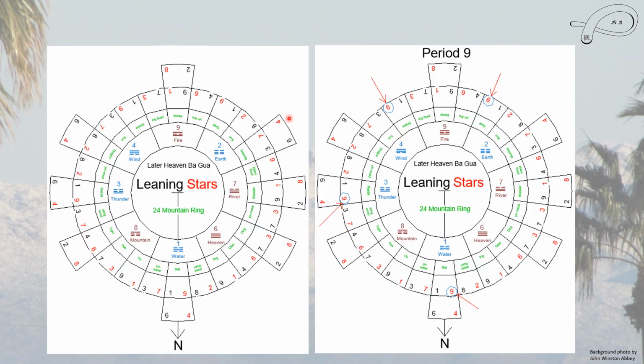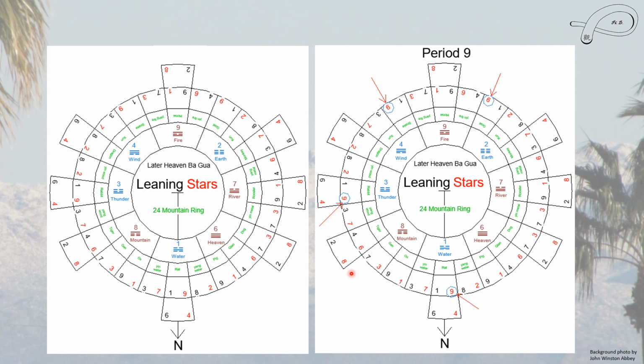So again, this is the general leaning star chart for all houses, all facing, all periods. But when we come to a given period, like now we're in period 9, we look for the red star 9. And so I've highlighted them here. Every star will be located exactly 4 times on this chart. And most of the stars will be in this child ring. Only the 4 and the 8 will be in the parent ring.